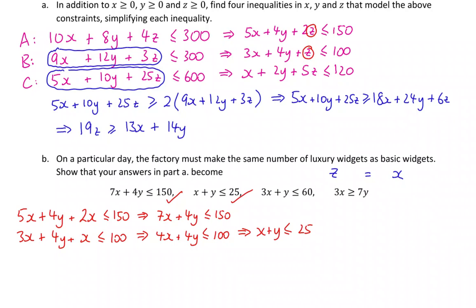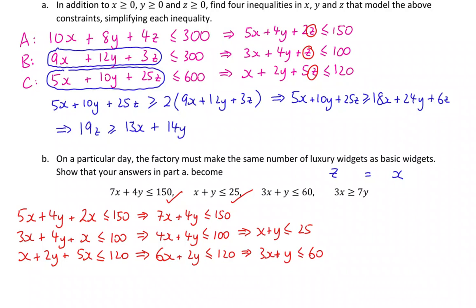Right, I go to my third inequality, and I replace the z with x. x plus 2y plus 5x is less than or equal to 120. So I've now got 6x plus 2y is less than or equal to 120. Divide through by 2, and I get 3x plus y is less than or equal to 60, which is the third inequality.